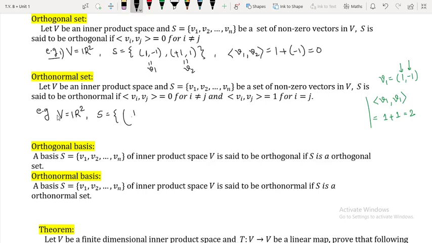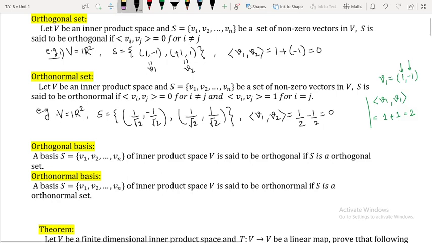Okay, so 1 upon under root of 2, minus 1 upon under root of 2, and here 1 upon under root of 2 and 1 upon under root of 2. Okay, so if you see, what will be the inner product of V1 with V2? The inner product of V1 with V2 over here will be 1 upon root 2 multiplied by 1 upon root 2 is half, and this minus 1 upon root 2 multiplied by 1 upon root 2 is minus half, which is equal to 0. So it is an orthogonal set.